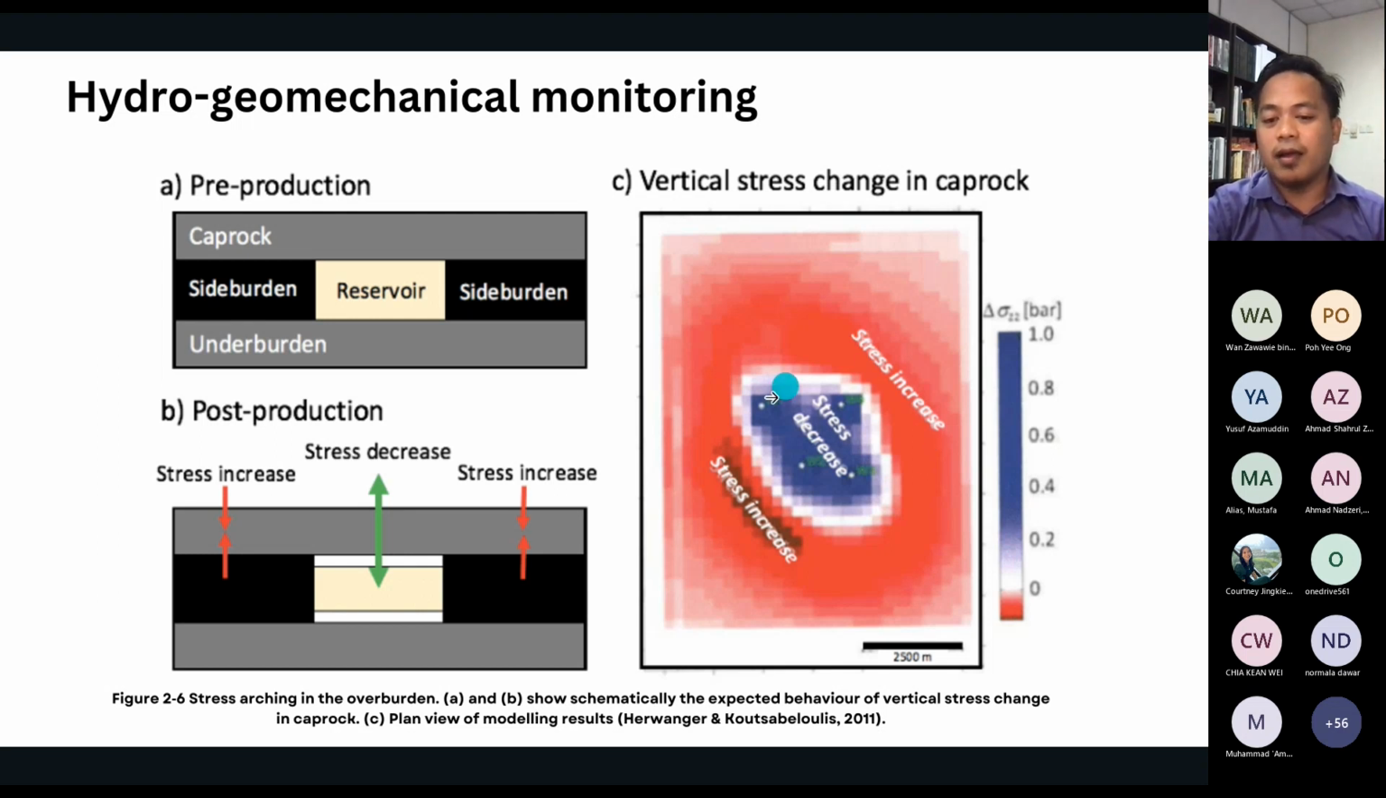This is what some other researchers have done in their research. This is another proof that our Earth, our subsurface, in terms of stress changes, is not homogeneous for the whole layer. Some layers, maybe at the same depth but with a different structure, could have an increase instead of a decrease of stress. That is the thing that we need to monitor.